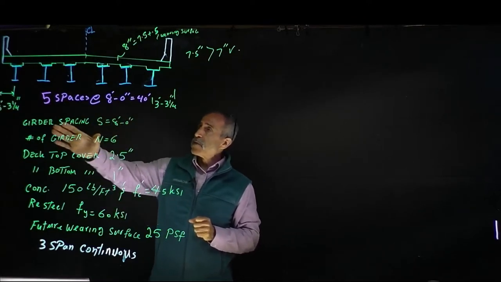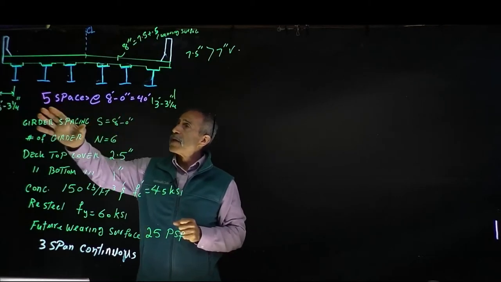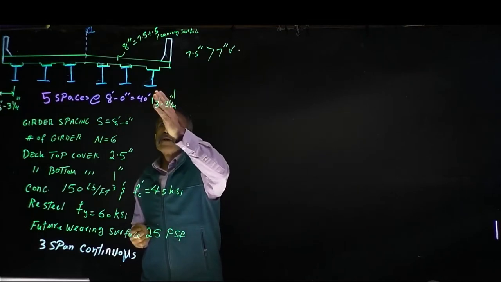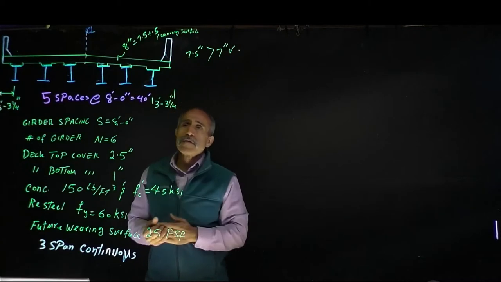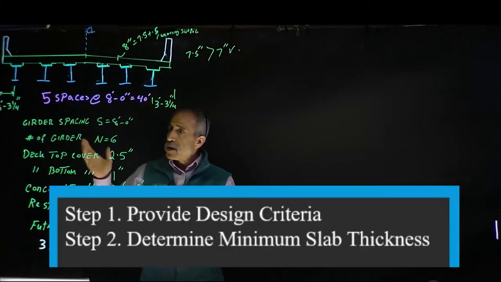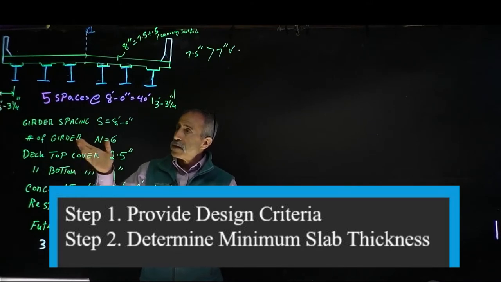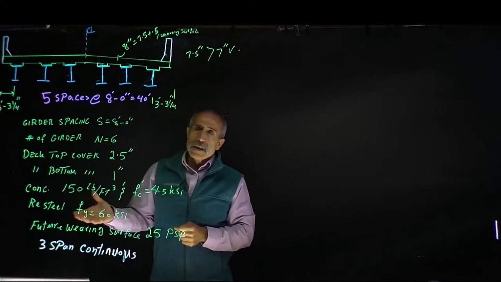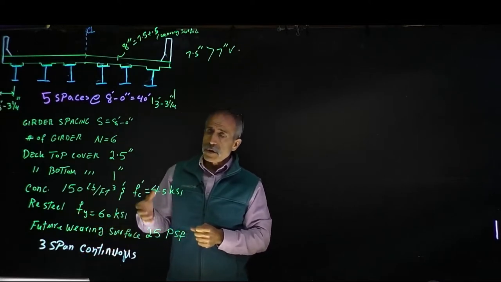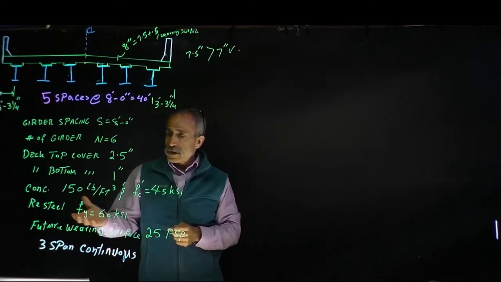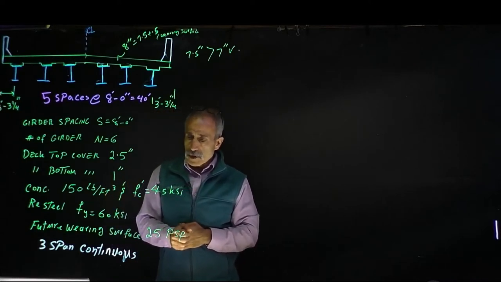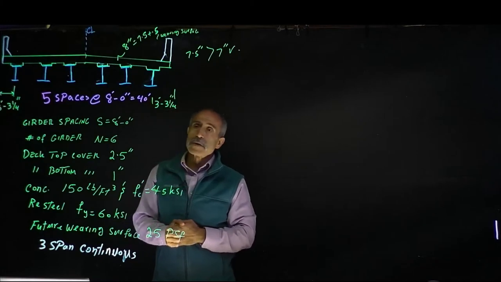And the design criteria is basically, you can see the cross section of my bridge here. It's going to be 6 girders, about 8 feet apart. And the distance between the centerline of the girder and the barrier is about 3 feet 3 1/4 inches. So the number of girders is 6, the spacing 8 feet, the deck top cover is 2.5 inches, and the bottom cover over the reinforcement is 1 inch. The concrete is going to be 150 pounds per cubic foot, and we're going to use 4,500 psi concrete. And of course, the rebar is going to be 60 ksi, and the future wearing surface is going to be 25 pounds per square foot. And this is a 3-span continuous bridge.